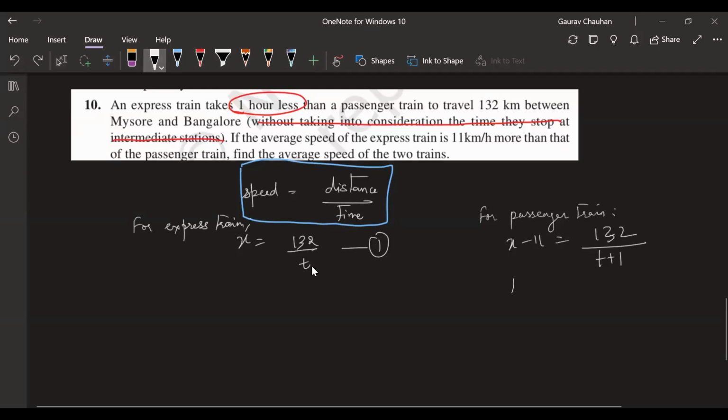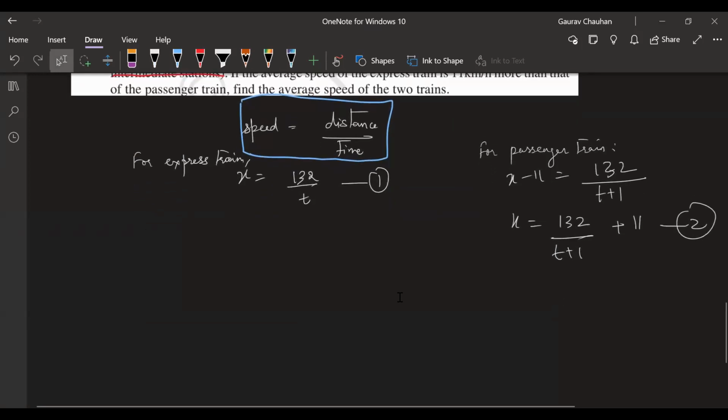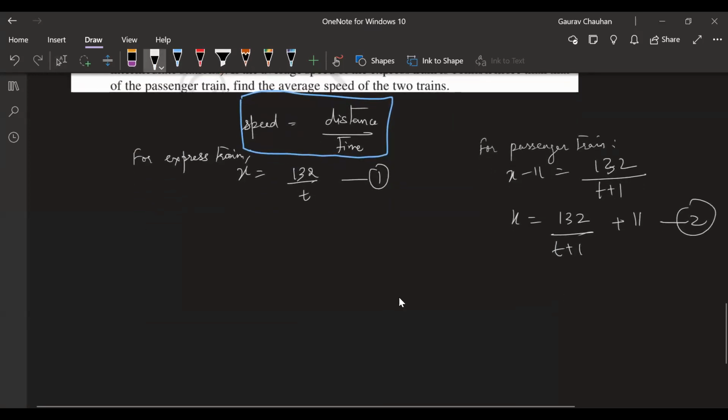Yes, sir. Clear. So here I have x is equal to 132 by t plus 1 plus 11. This will become the second one. Now you can put both equal to x. You can equate them right now, but you will end up finding t. So let me write this. This problem we had come across in between our class also, right? Same thing, same mistake I had done.